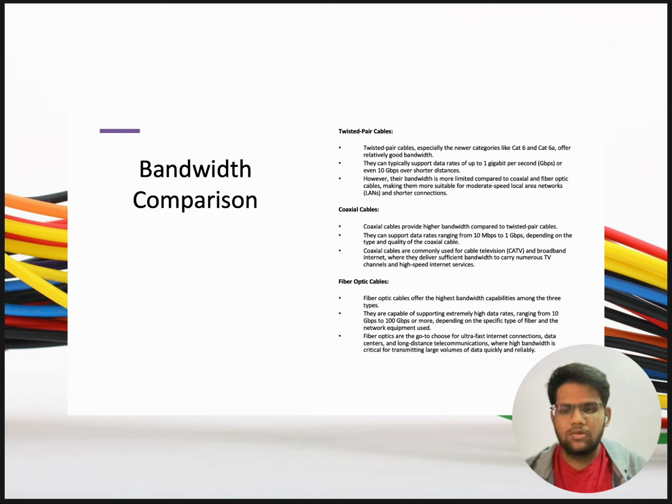While twisted pair cables provide decent bandwidth for local networks, coaxial cables offer higher bandwidth suitable for cable TV and broadband internet. However, when it comes to the most demanding applications requiring the highest bandwidth, fiber optic cables are the clear winners.